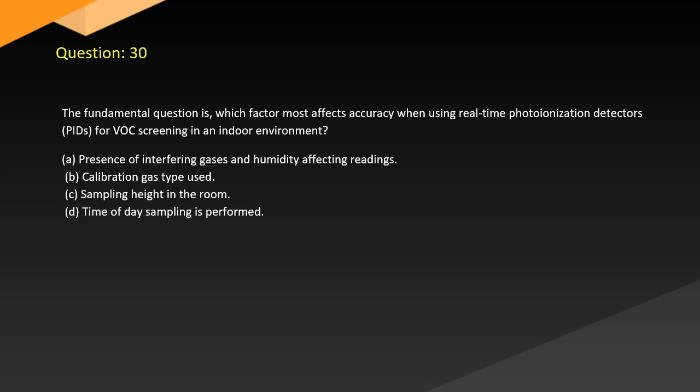Question 30. The fundamental question is which factor most affects accuracy when using real-time photoionization detectors (PIDs) for VOC screening in an indoor environment? A. Presence of interfering gases and humidity affecting readings. B. Calibration gas type used. C. Sampling height in the room. D. Time of day sampling is performed.